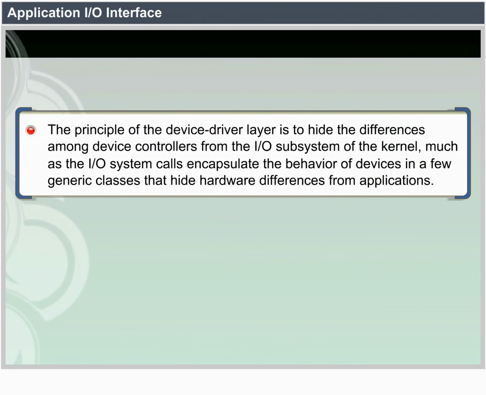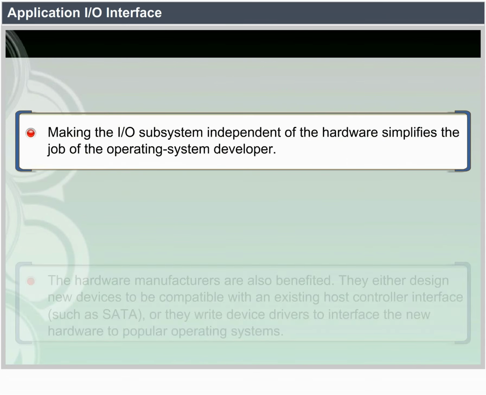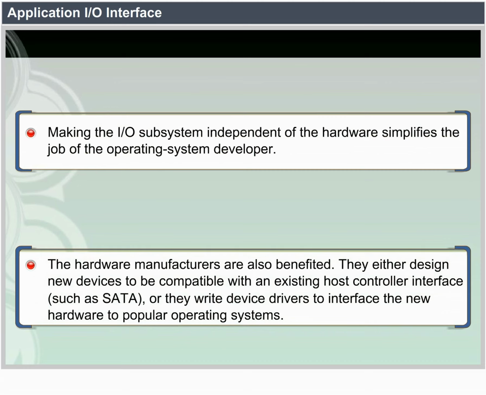The purpose of the device driver layer is to hide the differences among device controllers from the input-output subsystem of the kernel, much as the input-output system calls encapsulate the behavior of devices in a few generic classes that hide hardware differences from applications. Making the input-output subsystem independent of the hardware simplifies the job of the operating system developer. It also benefits the hardware manufacturers. They either design new devices to be compatible with an existing host controller interface such as SATA, or they write device drivers to interface the new hardware to popular operating systems.